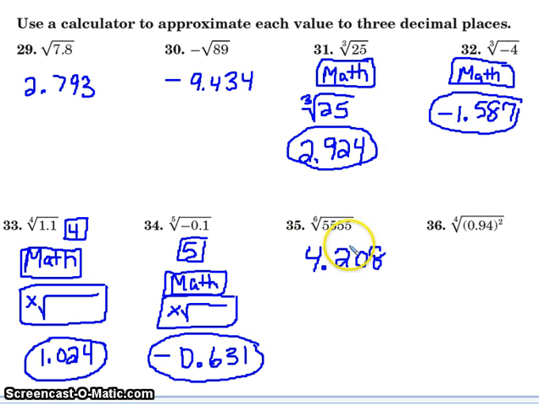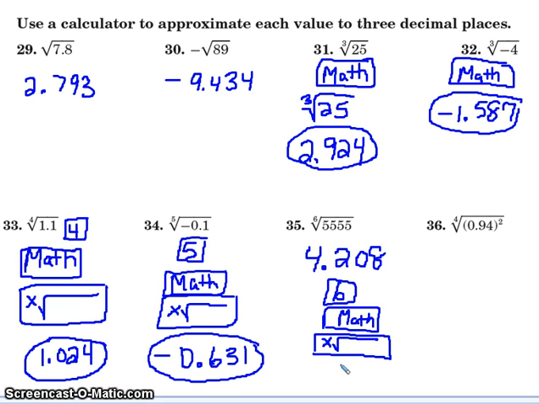If you want to put this one in the calculator and you're not sure, this is one we did in class. We have to start with the 6, then we have to press math, and then we have to press x to the root. I'm going to check myself to make sure that I did this correctly. 5,555, and I still got 4.208. That is the correct answer.